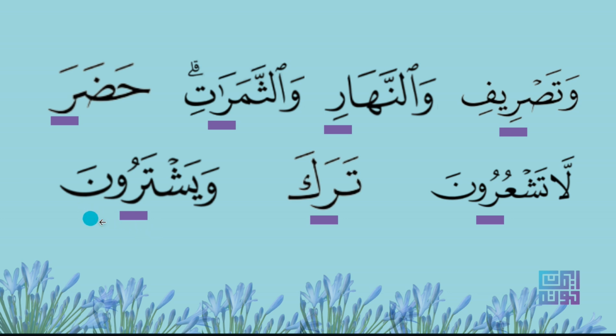Okay, so this is the simple form of the ra. If it has a fatha or a dhamma, it's pronounced elevated. How elevated? We say ra, ru. But if it has a kasra, we lower the pronunciation and say ri. Can you feel the difference? Ra, ru, ri.